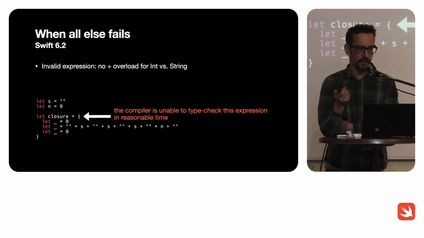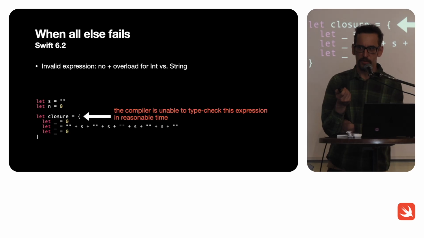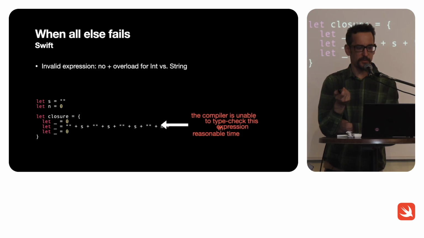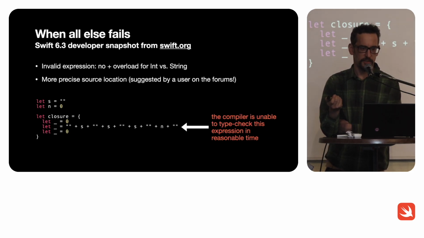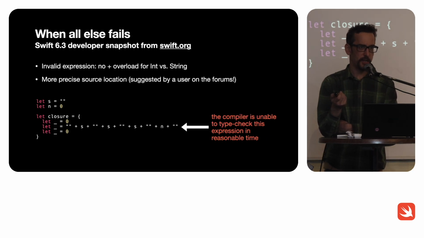of the closure. And then actually someone on the forum said, well, if I have a multi-statement closure like this, can we at least point the error at the statement inside the closure that was too slow? And indeed, that was a very easy change. So in Swift 6.3 developer snapshots, you'll see this improvement where in a multi-statement closure or a result builder, like a SwiftUI view, if it does have to give up, it will at least tell you how far it got roughly.